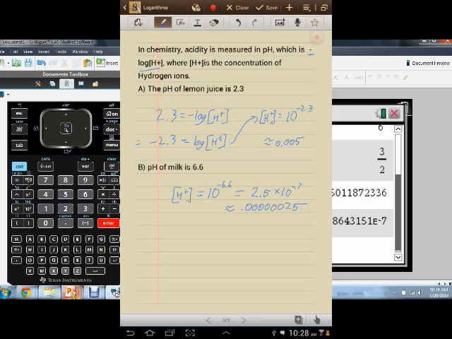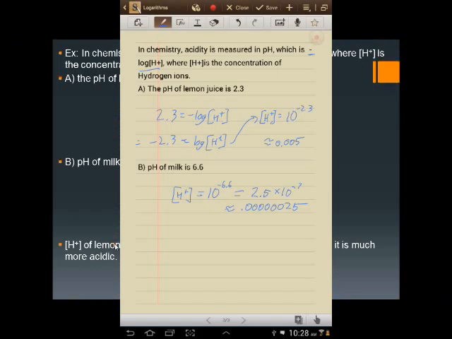Another way to look at that is if you divide the concentration in lemon juice by the concentration in the milk, you get that the lemon juice is 20,000 times stronger of an acid than milk, which is a whole bunch.